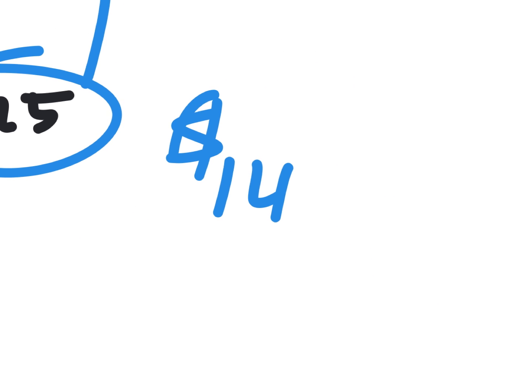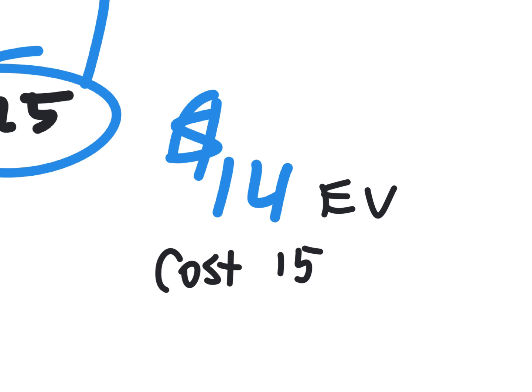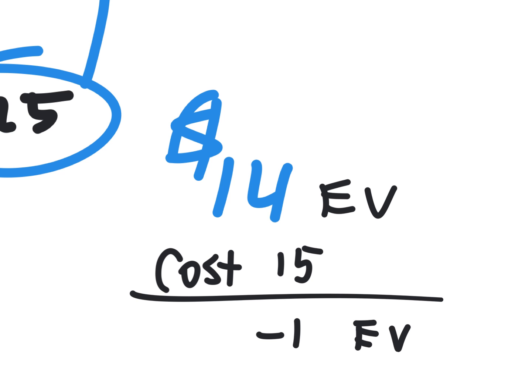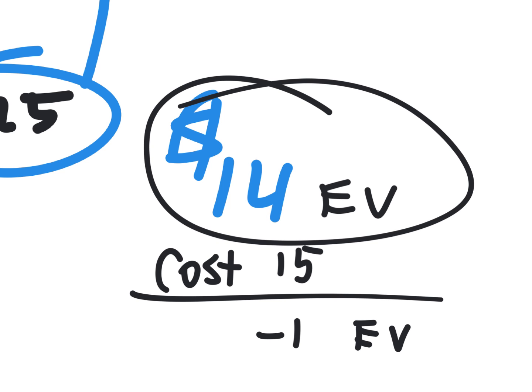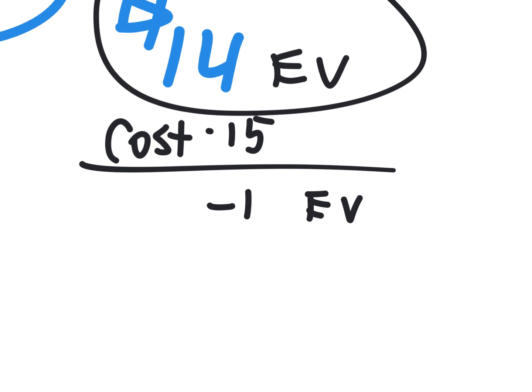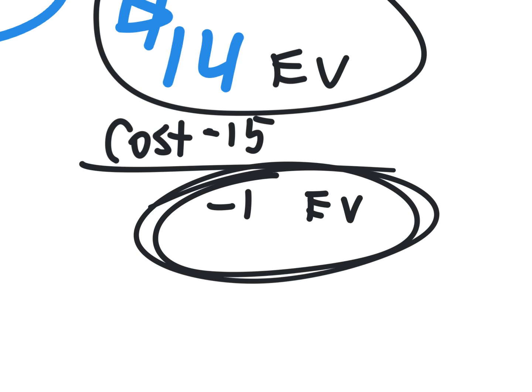If this is the expected value, and then there's this cost, if the cost is 15, then the new expected value is -1. You've got to factor in what they charge. If it was free, it would have been worth $14. But it wasn't free. Got to subtract that 15. Our expected value is -1.